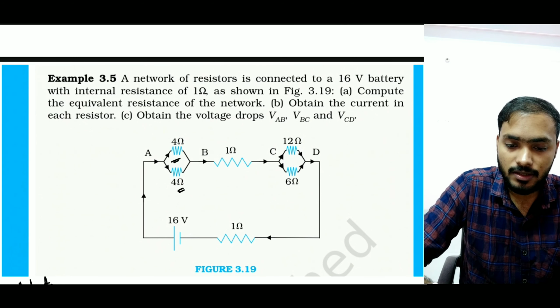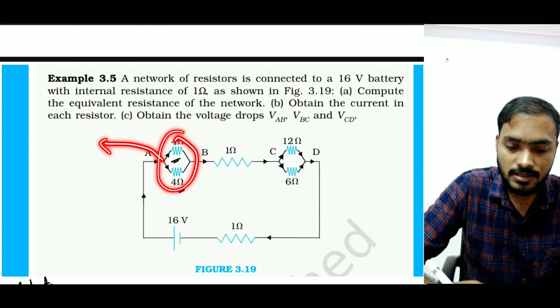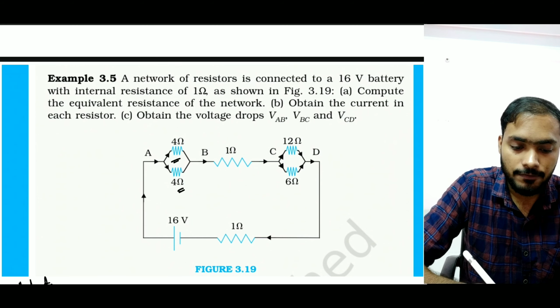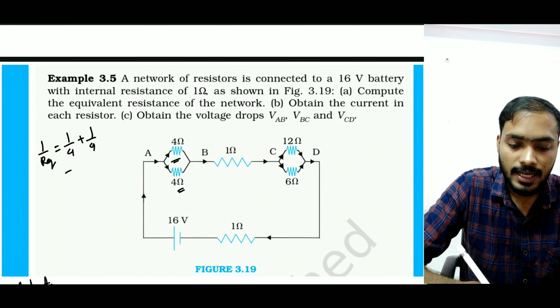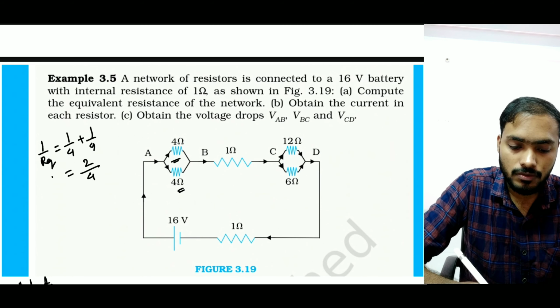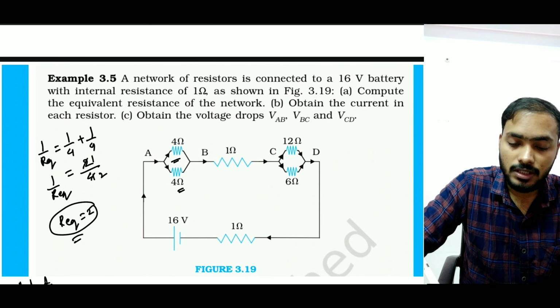So let's try to find out the equivalent resistance of this circuit. So I'll just simply do it here. So I have 4 ohm and 4 ohm, right? So I can write it here. 1 upon R equivalent will be equal to 1 upon 4 plus 1 upon 4, and this will be equal to 2 upon 4, this 1 upon R equivalent, right? So R equivalent is simply coming out to be 2 ohm, right? So the equivalent for this one is actually 2 ohm, right?